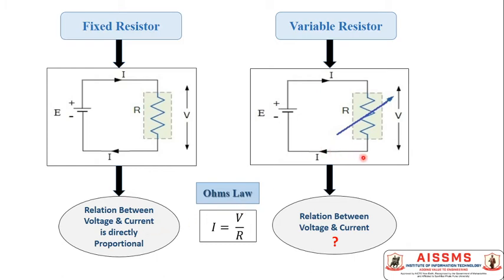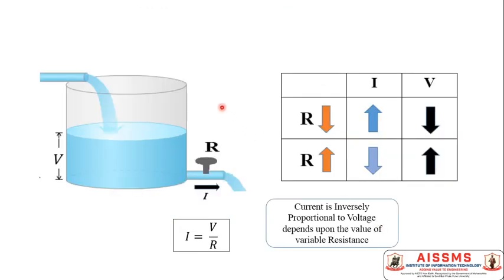Now, in this circuit the value of resistance is variable, so we can see the relation between voltage and current by using the water pipe analogy. Here, if I release this tap, that means resistance decreases, the flow of water, nothing but current, increases, and the head of water decreases.